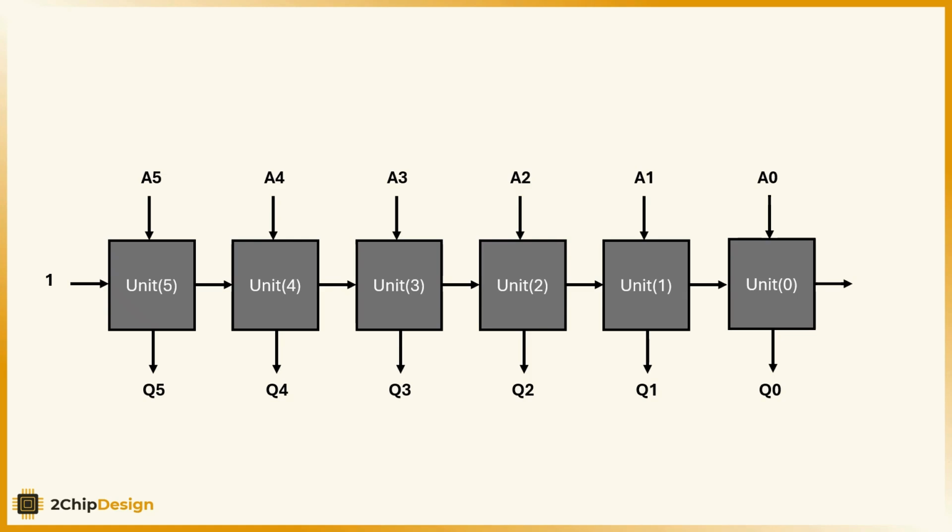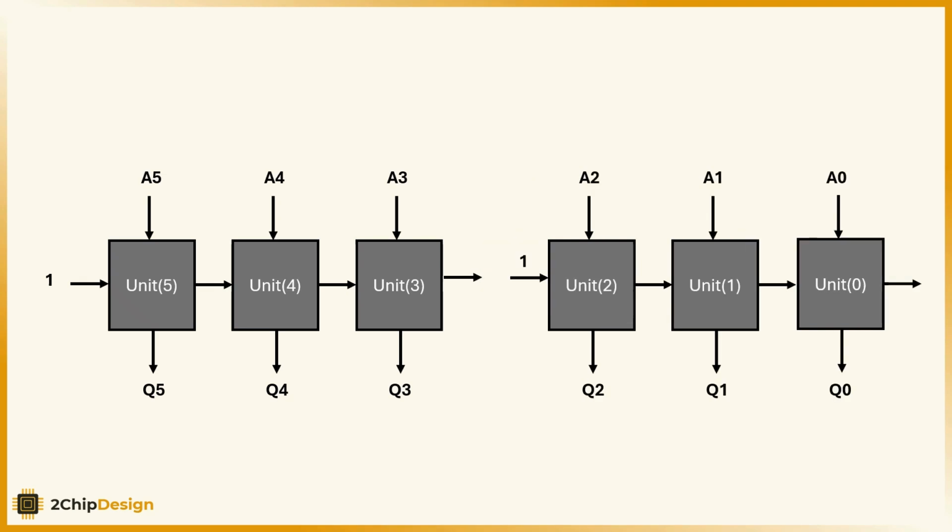Let's now zoom in on the lower part of the circuit, A2, A1, and A0. Let's analyze what happens here. Notice that Q5 through Q3 stabilize after 3 nanoseconds. Outputs like Q5, Q4, and Q3 are already valid and meet the timing requirement. The challenge lies with Q2, Q1, and Q0. So how can we make sure these outputs are also valid within 4 nanoseconds?